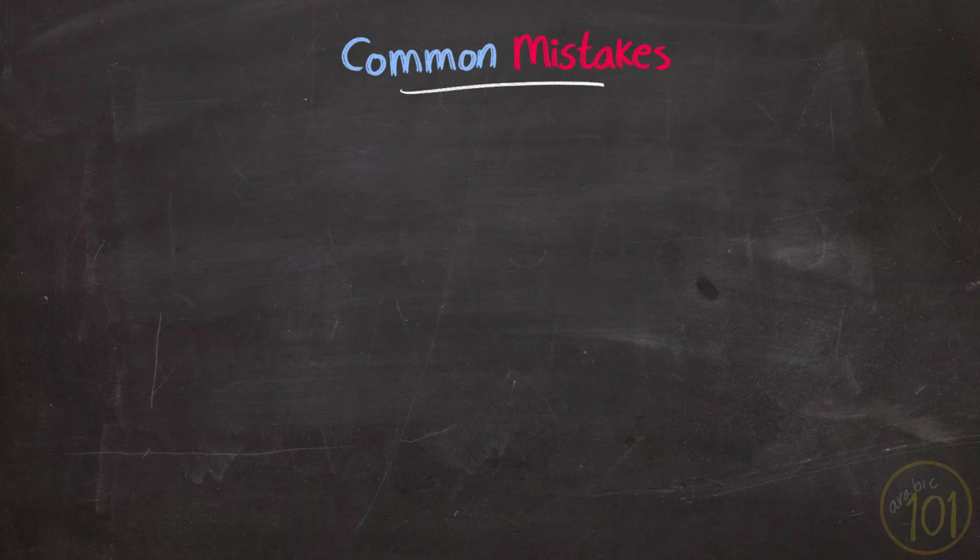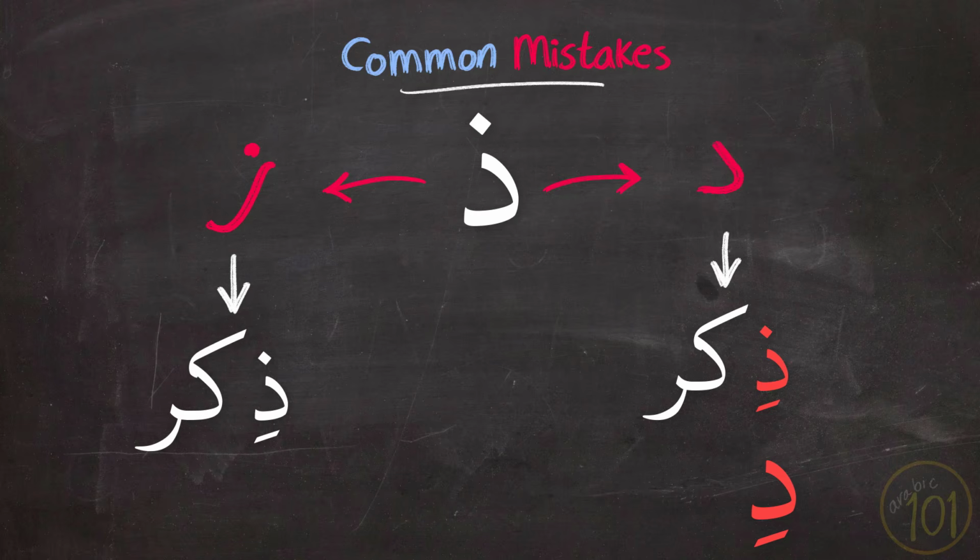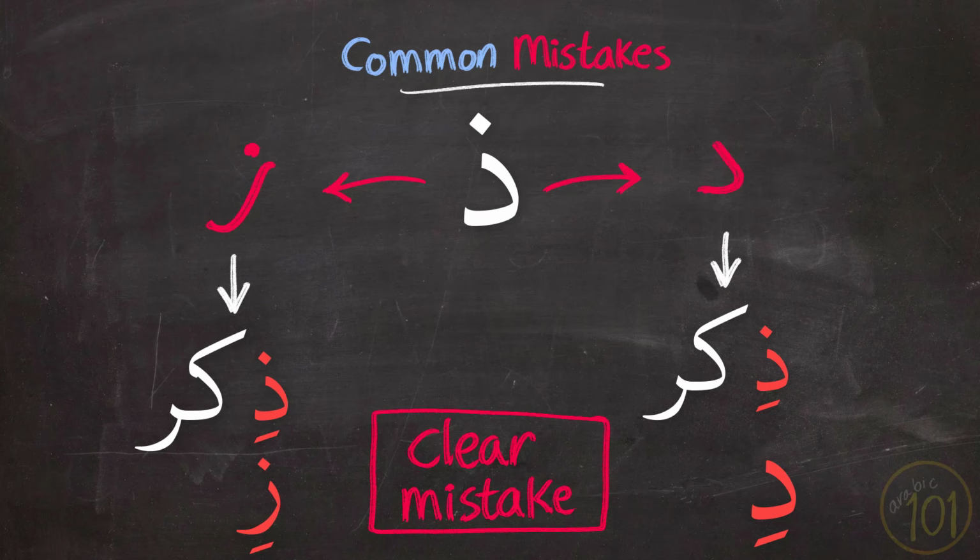The second mistake is pronouncing dhal as dal. So, for example, saying dhikr as dikr with da sound. These two sounds are completely different, and some learners make the mistake of pronouncing it as zay. So instead of saying dhikr, they would say zikr. And both of these are clear mistakes that must not be made when reciting the Quran.